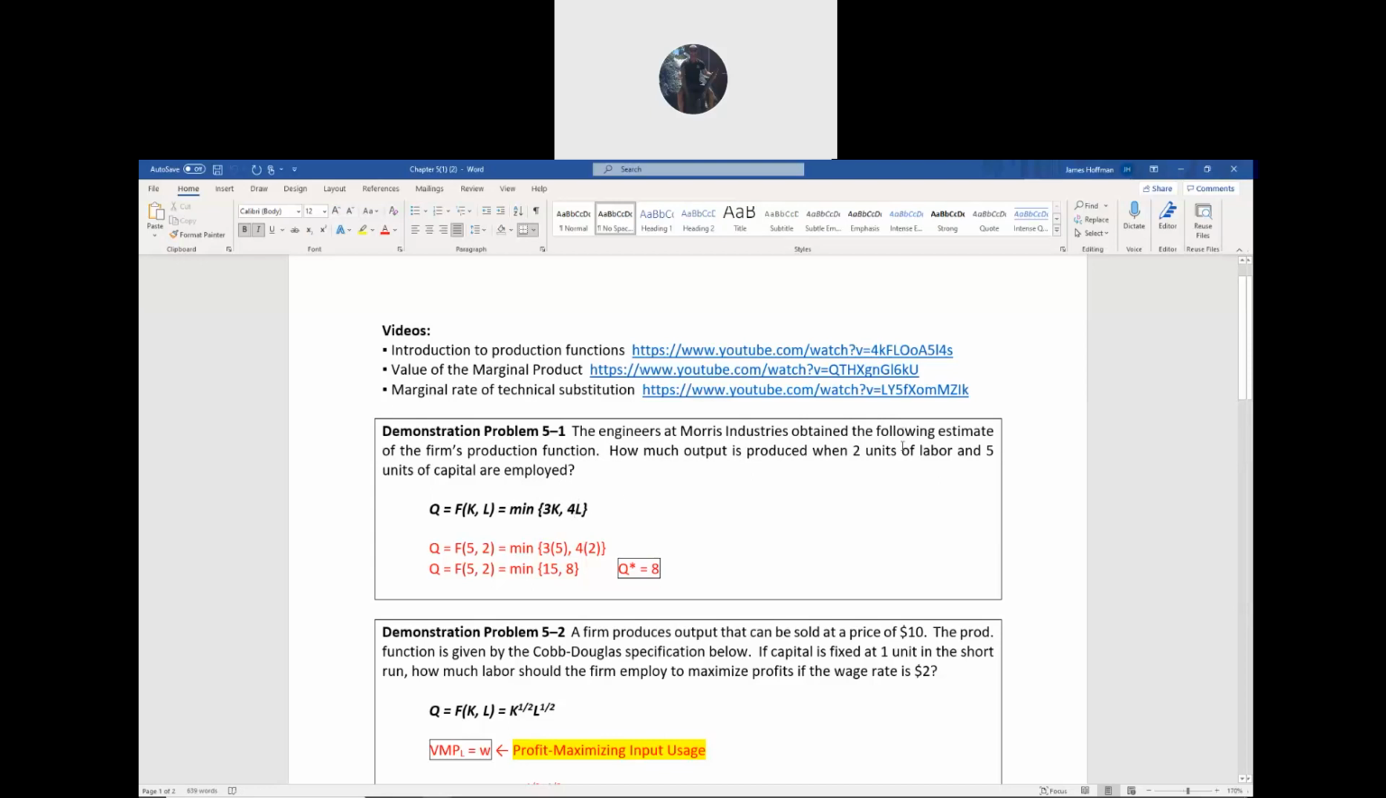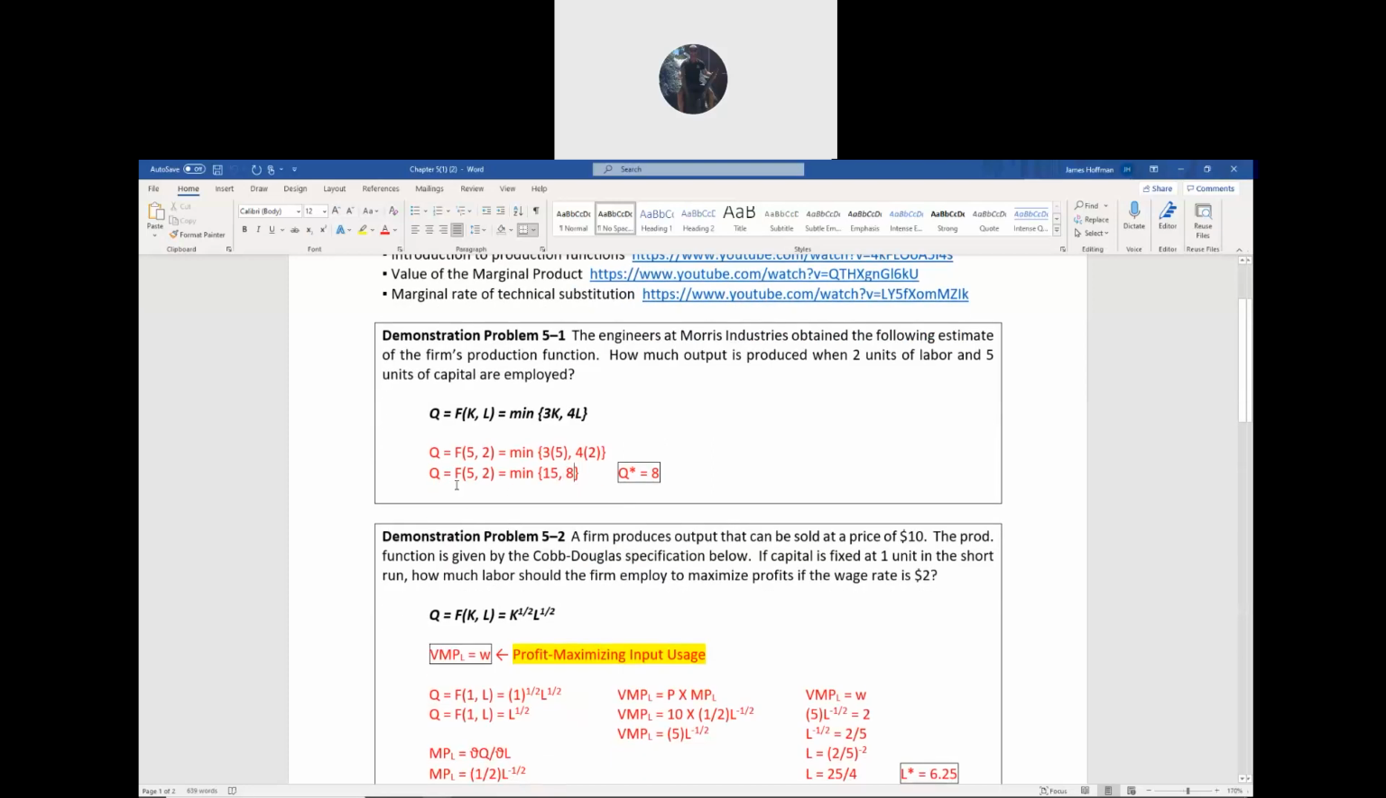So for example, if we had 2 units of labor and 5 units of capital, just plug those into this function. Q is a function of K, which is 5, and L, which is 2. So that's the minimum of 3 times 5 units of capital, comma, 4 times 2 units of labor. So Q equals the min of 3 times 5, which is 15, or 4 times 2, which is 8. The way you take away this min function is pretty simple. Once you plug in your inputs, output is just the minimum of the two values. What's the lowest number between 15 and 8? It's obviously 8. So output is 8.